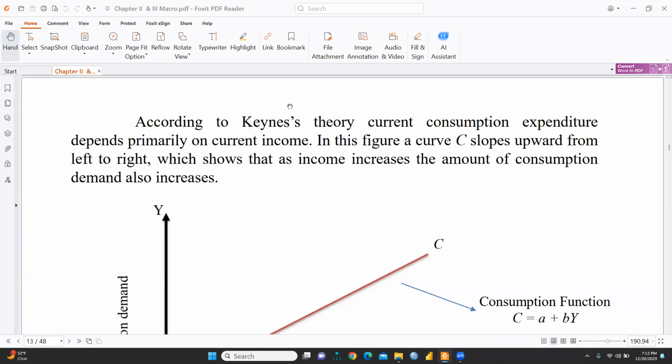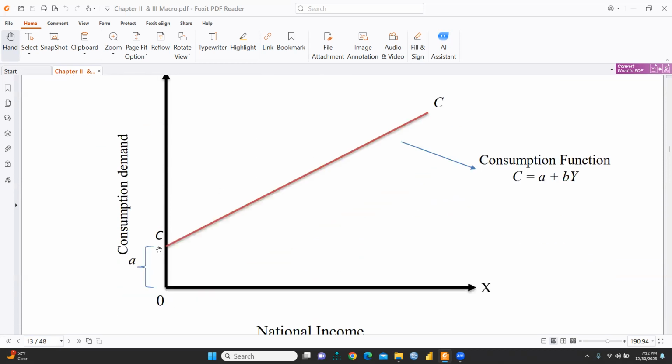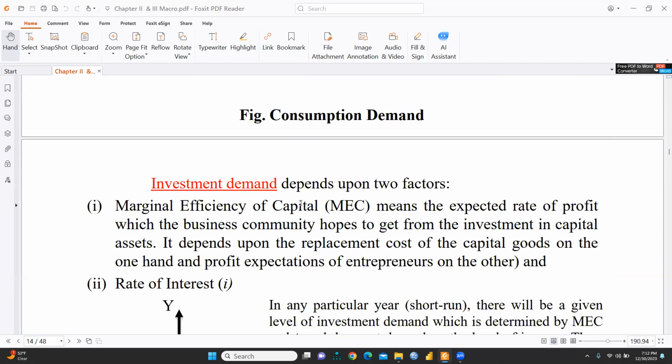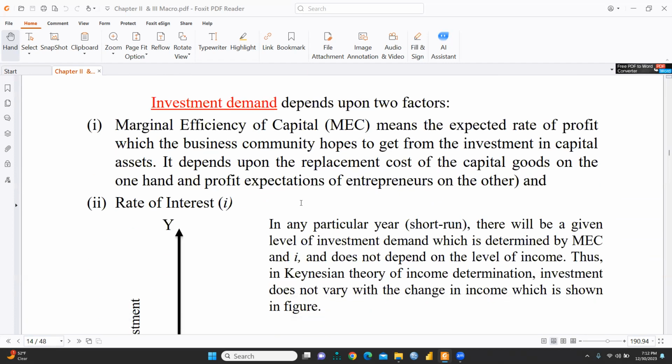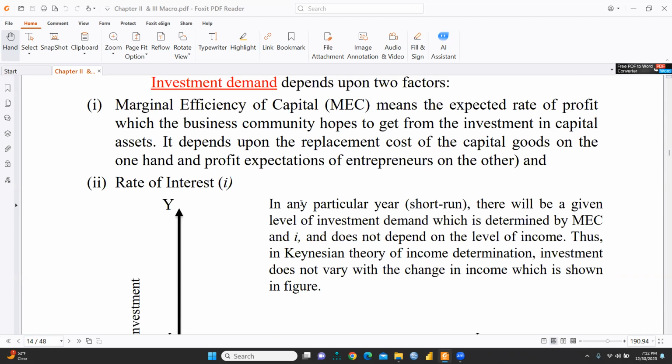Here is Keynes' theory: current consumption expenditure depends primarily on current income. In this figure, the curve C slopes upward from left to right, which shows that as income increases, the amount of consumption demand also increases. But this is the autonomous consumption, the minimum requirement you have. You are consuming.